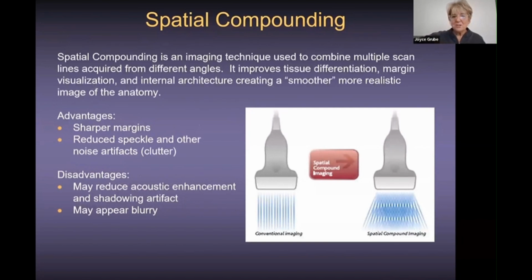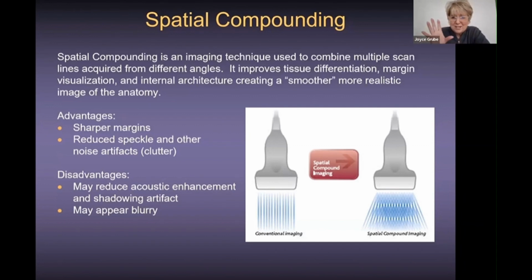All right, spatial compounding. Let's talk about that before we get really close to our first break of the day. Spatial compounding is providing multiple scan lines at slightly different angles to improve tissue differentiation, improve margin visualization, guys, and create a smoother, more realistic look of the tissues, because that's how they appear in the anatomy anyway. They're not this pixely, grainy looking thing.